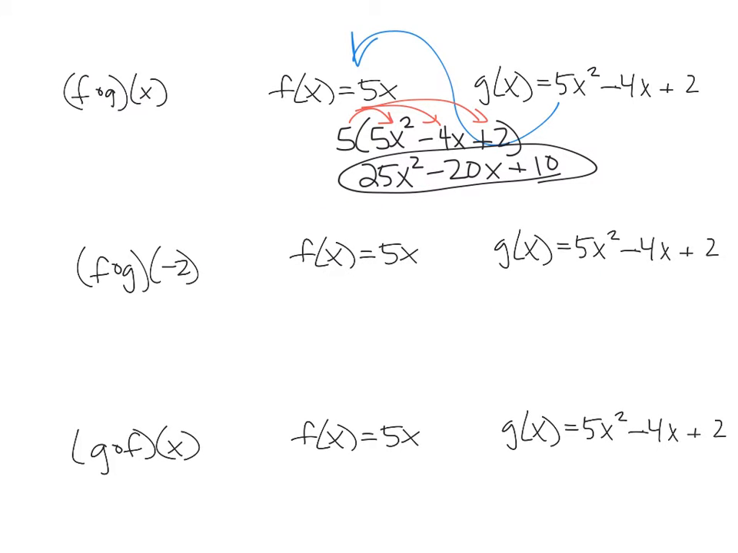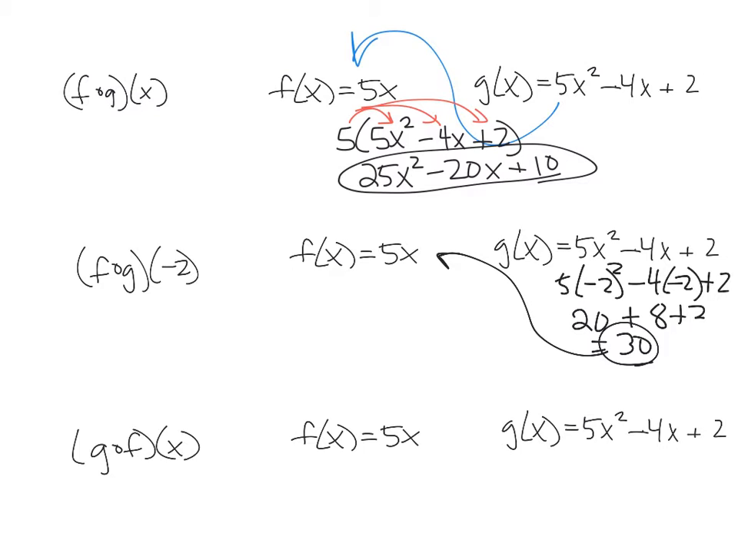It's the one thing that you need to think about and repeat over and over, which is take the negative 2 and put it in g. So when we put negative 2 in g, we get 5 times negative 2 squared minus 4 times negative 2 plus 2. That's 4 times 5, which is 20, and 4 times 5 is 20 again, this becomes plus 8 plus 2, so that equals 30. Now we take 30 and insert it into f, and you get 5 times 30, which is 150. And so there's your answer right there.